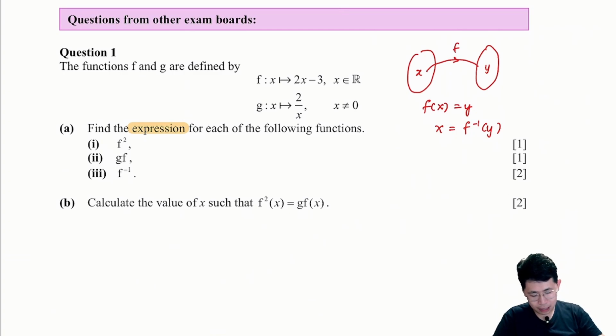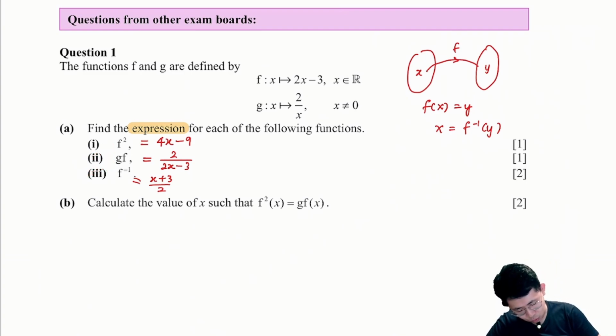Okay, so let's take a look at part B. We have to calculate the value of x such that f2x equals gf of x. Since we have already determined what f2 and gf are, we'll do the substitution straight away. So f2 is actually 4x minus 9, and gf of x would be 2 over 2x minus 3.